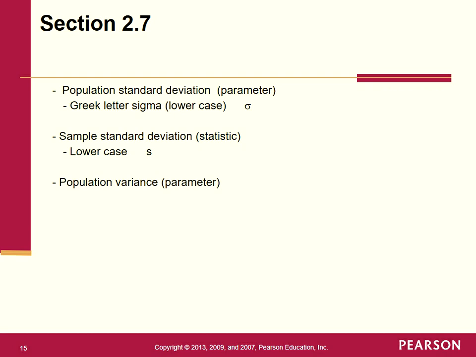So if the population standard deviation is sigma, that means the population variance must be what? Sigma squared. And that means that the sample variance, the symbol for that is s squared. Okay? So we should have those symbols memorized ASAP, because we're going to start seeing them throughout the textbook now, and throughout the lectures.